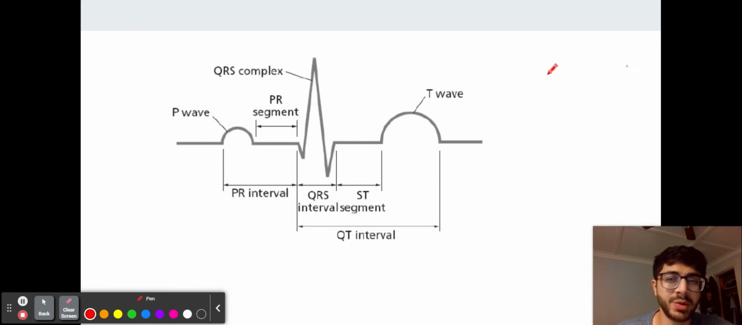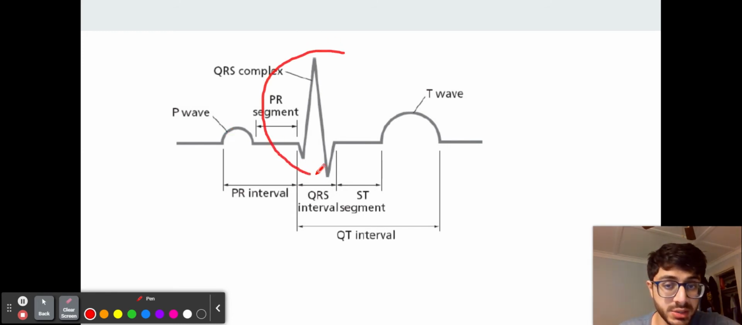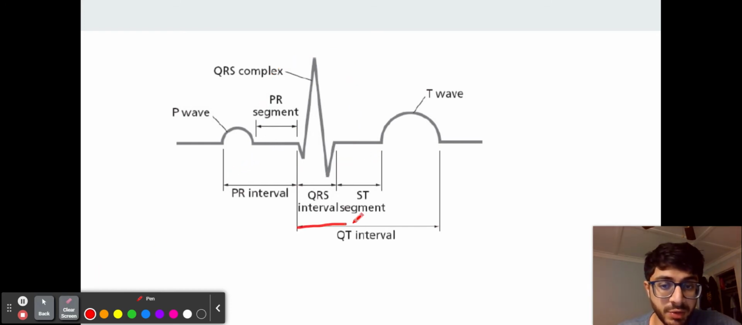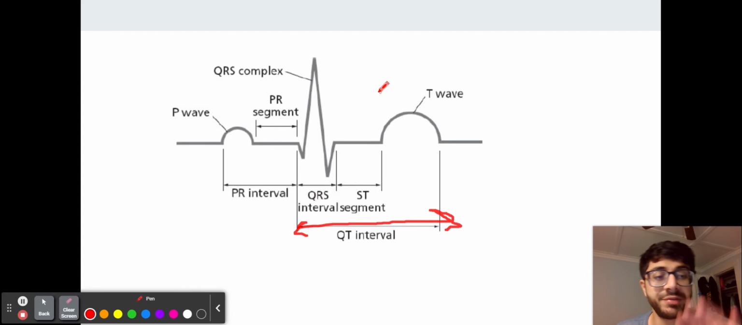I added a slide here about what each segment represents, but you probably already know that. P is atrial depolarization, QRS is ventricular depolarization, T is ventricular repolarization. Atrial repolarization occurs simultaneously with the QRS. It's hidden, so we don't see it. Another thing I like to point out: the QT interval represents everything that's going on in the ventricles, from the time the ventricles depolarize to the time they repolarize. Everything else you probably already know. We don't need to memorize cutoffs at this point.